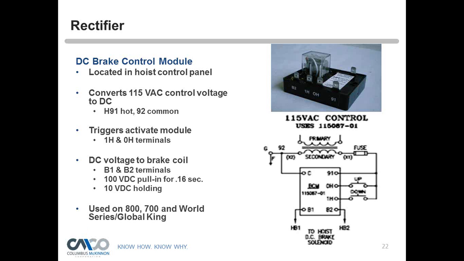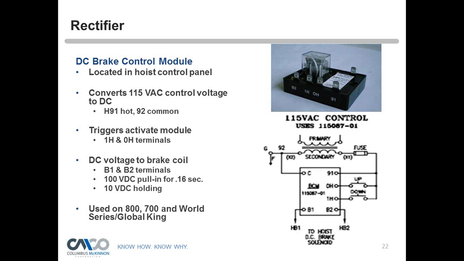And it basically comes off the transformer, and the transformer on that particular hoist has an H91 hot and an H92 common. And when you operate the pendant, it'll send the voltage to the dial, which creates basically the trigger or the switch, which will allow the voltage to go through to the brake, and it pulls in at 100 volts DC.